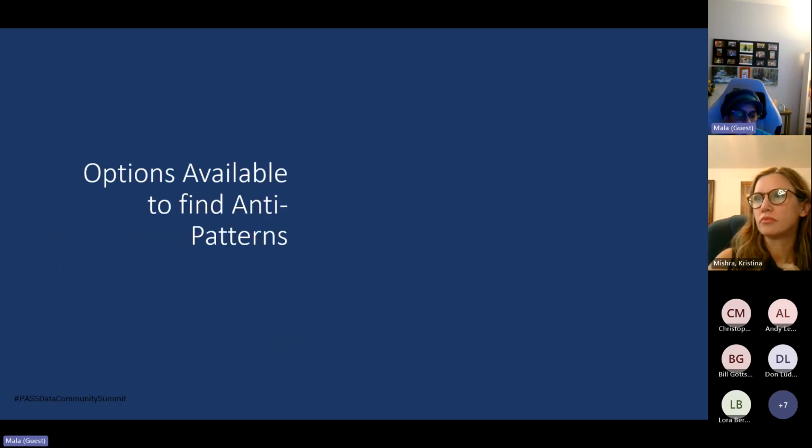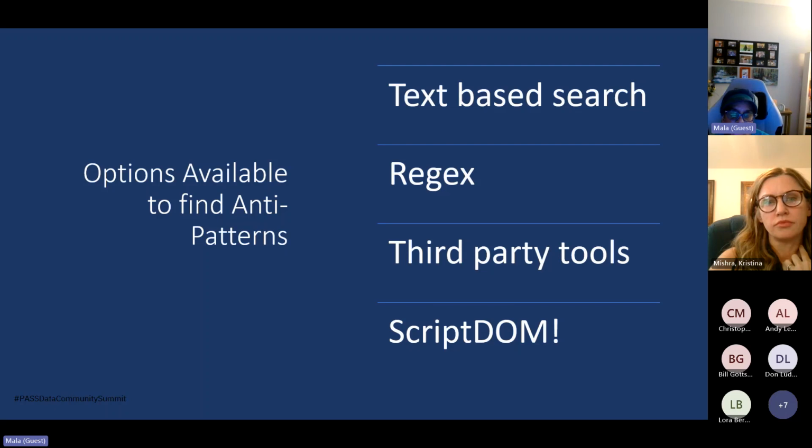Okay, now what are the options available if you need an automated way of finding some of these anti-patterns in your code? What are some of the places you look? There are some options. One is text-based search. The other one is regex. The third is third-party tools. And the last is the one I'm talking about. So we'll look at the pros and cons of each of these things.